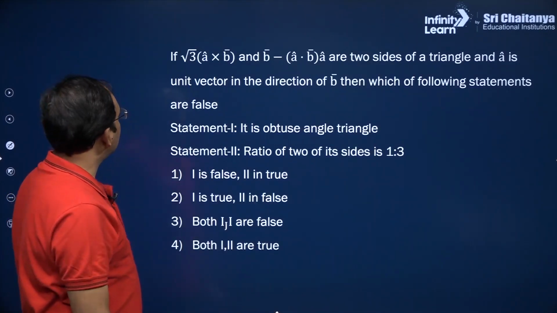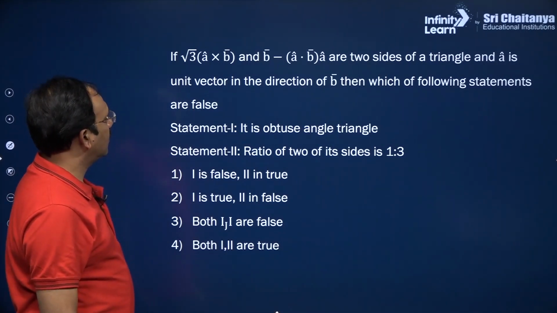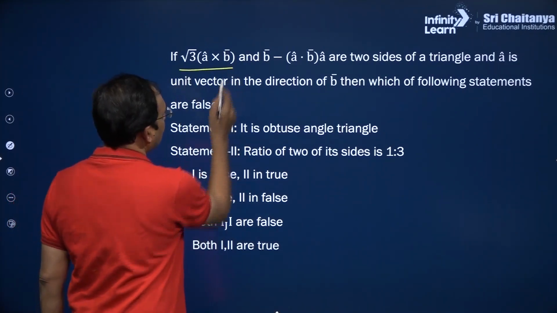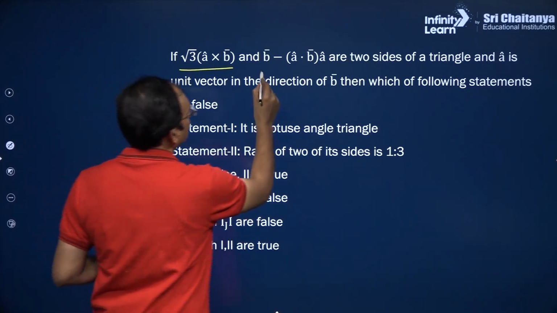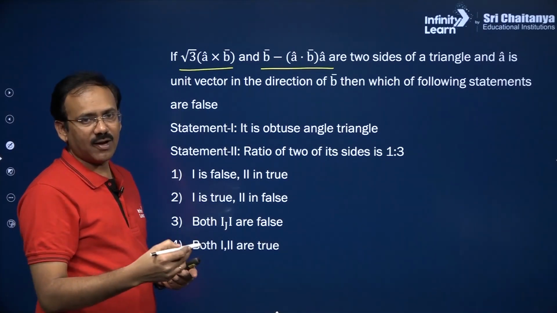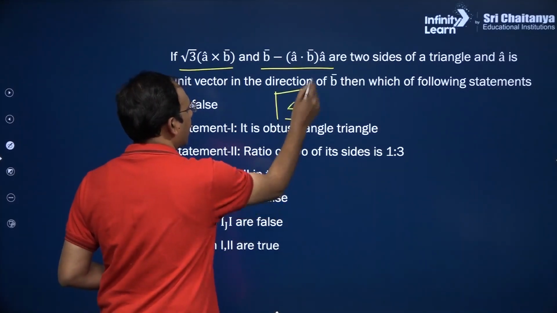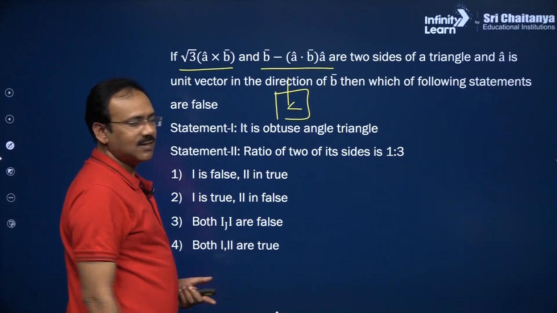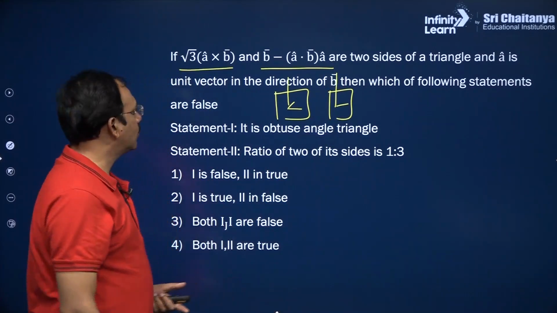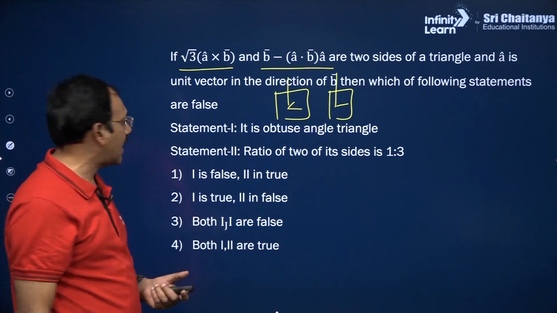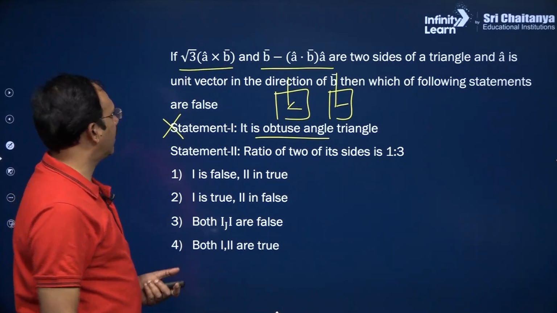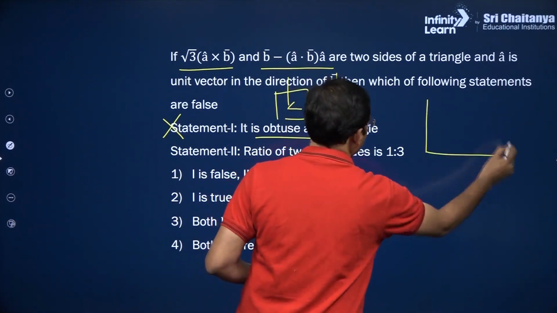Next, you see, root 3 into a cross b and b bar minus a bar dot b bar are two sides of a triangle. First of all, my dear friends, a cross b is a vector perpendicular to a bar and b bar. This is like b bar minus some number into a bar will be in the plane containing a bar and b bar. So, if this is the plane containing a bar, b bar, root 3 into a cross b will be like this. So, undoubtedly, my dear friends, if this vector is here, it is along the normal. So, the triangle that is going to be formed is a right angle triangle. He said obtuse angle triangle is absolutely wrong. You just take this is the right angle triangle undoubtedly.